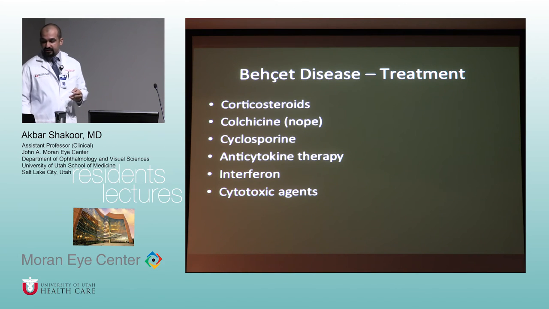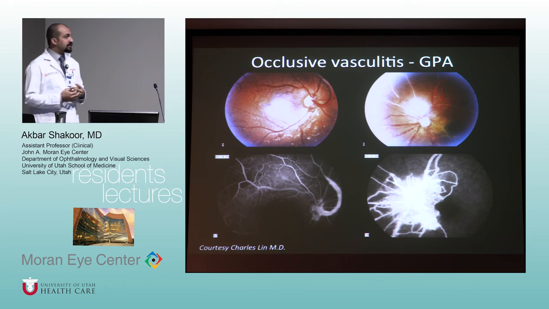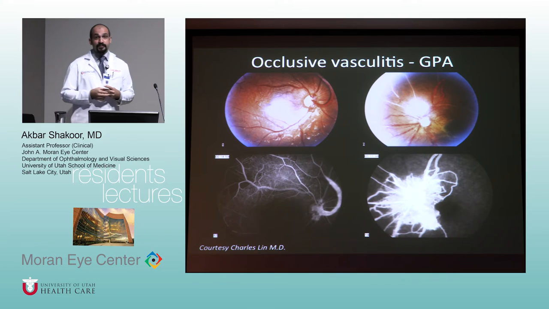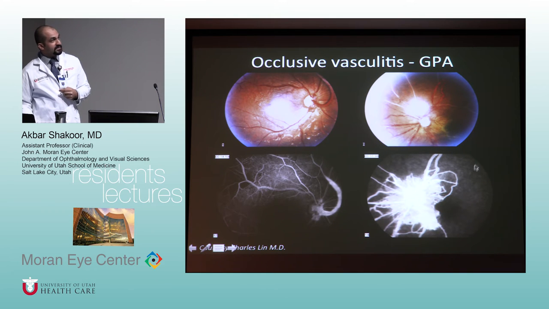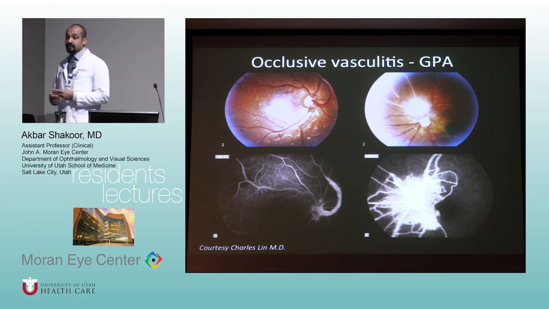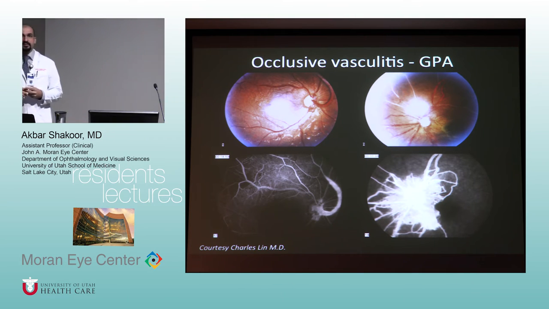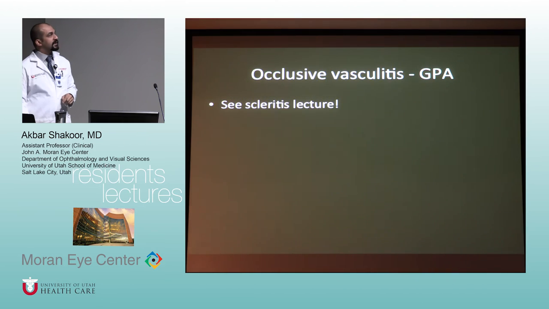So that's Behçet's disease in a nutshell. Other occlusive vasculitis: this is a patient that my colleague in Kenya at the time saw. He's an 11-year-old who comes in with severe vision loss and no other symptoms, and was positive for ANCA. This is his retinal circulation. It's pretty bad. And look at this huge shunt vessel here. So this is an occlusive vasculitis. GPA, or Wegener's, can cause an occlusive vasculitis. We'll discuss this more next month when we have our scleritis lecture. But that's the most common manifestation; retinal vasculitis can happen.